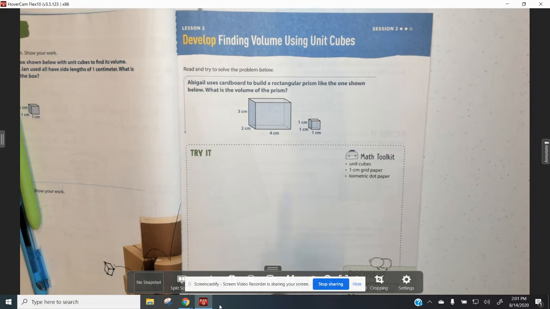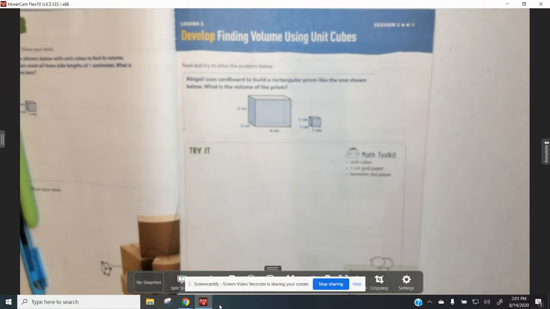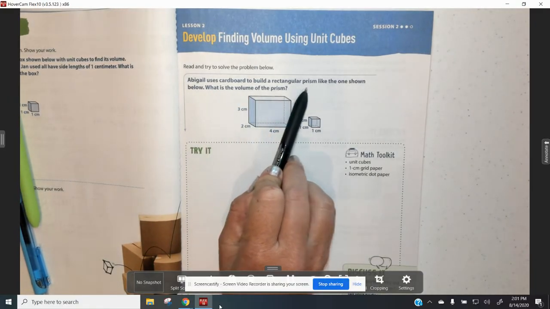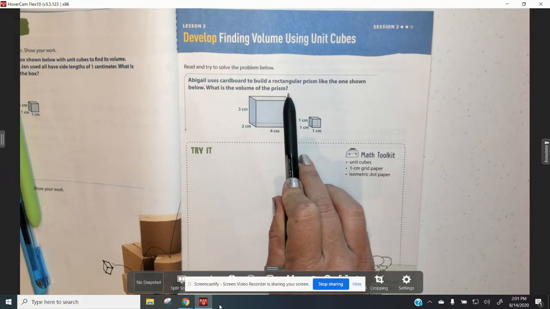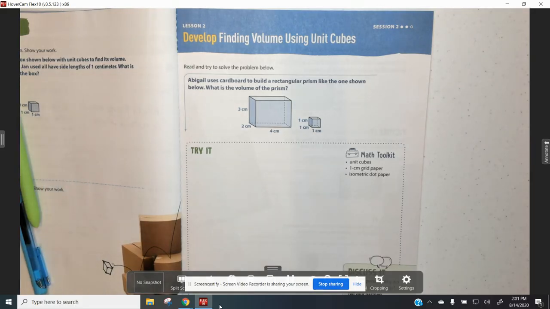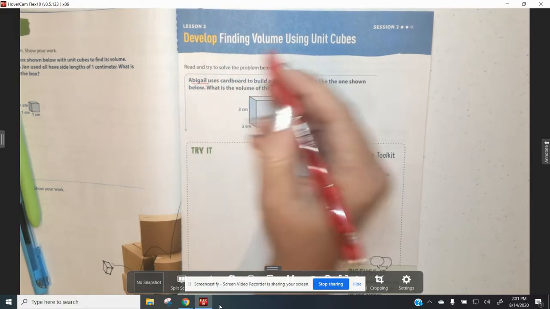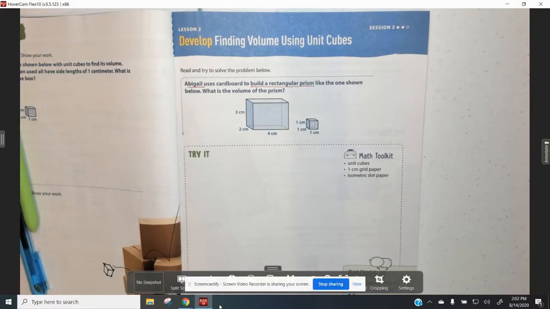Now on page 21, we have this problem. We're just going to go through and read the problem one time through. Abigail uses cardboard to build a rectangular prism like the one shown below. What is the volume of the prism? So the first thing we need to do is see, what is this problem about? And this problem is about Abigail building a rectangular prism. So that's what this problem is about. We're going to see all about building this rectangular prism.